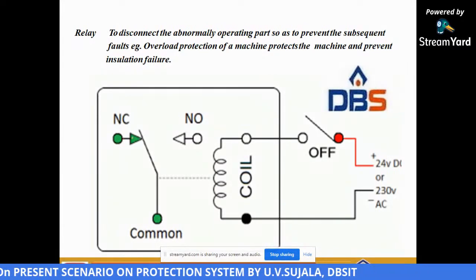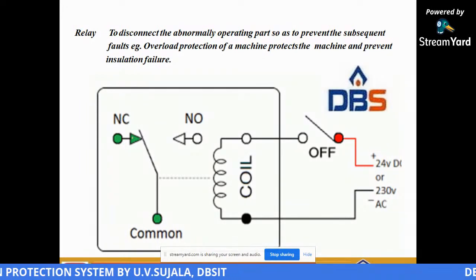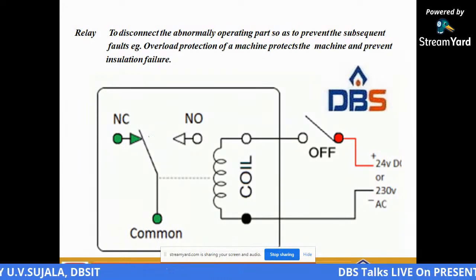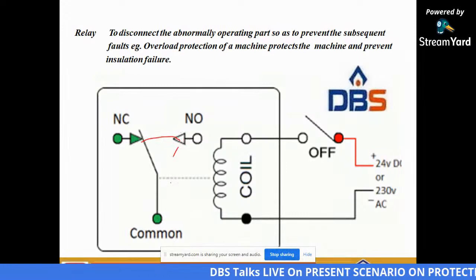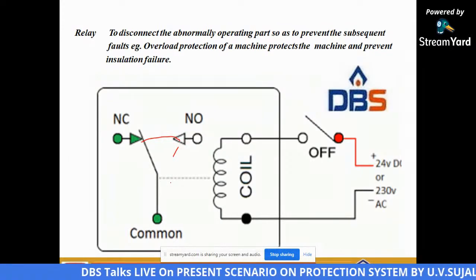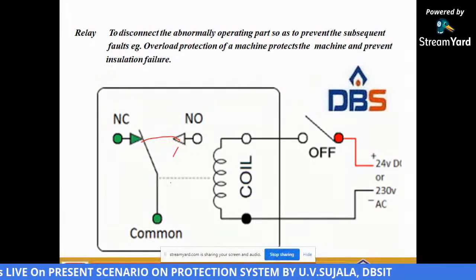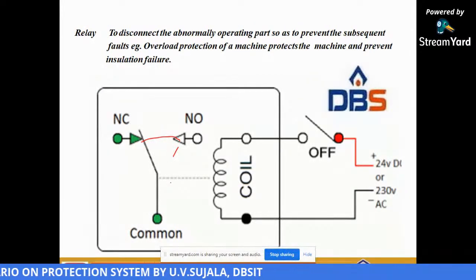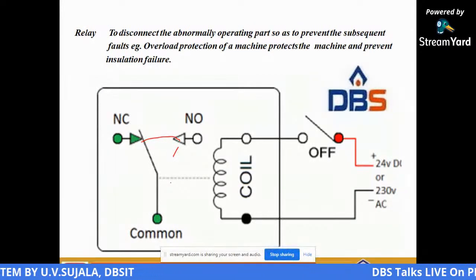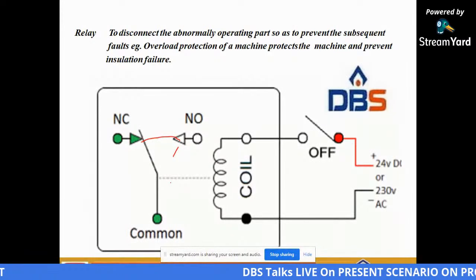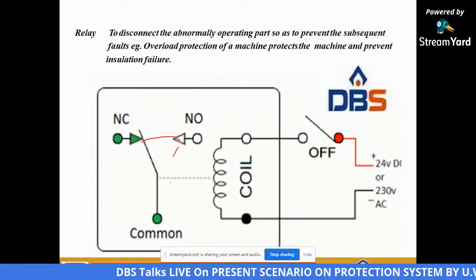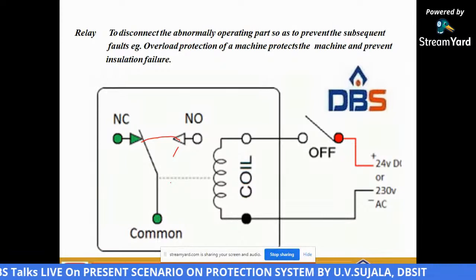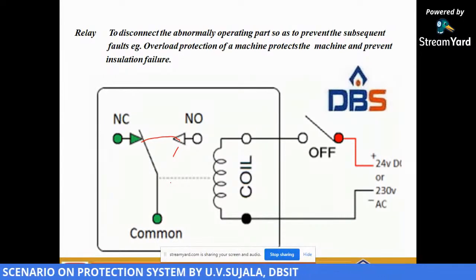Whenever high current or high voltage is obtained, then it comes to here. So normally open, then due to the attraction by electromagnetic induction, it comes to the closed position and gives the signal to the supply, and gives the sense signal to the DC circuit breaker.